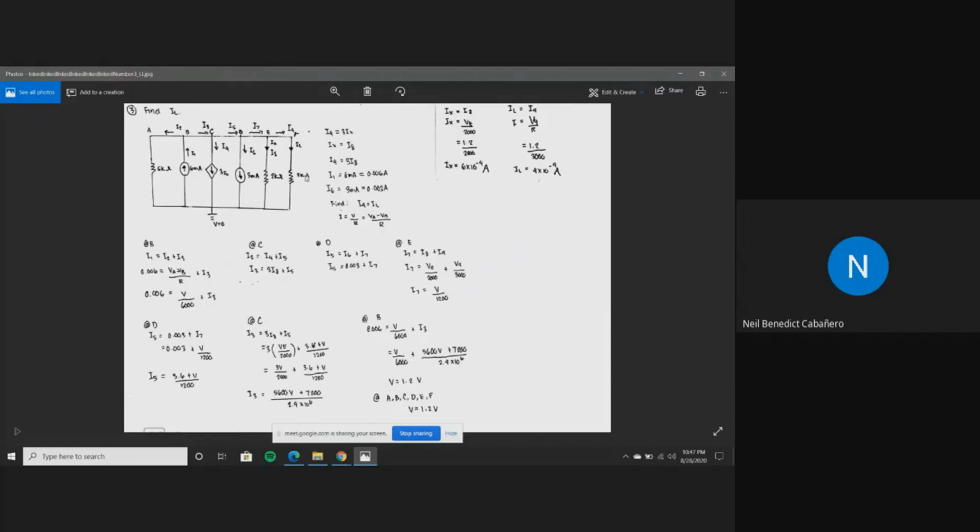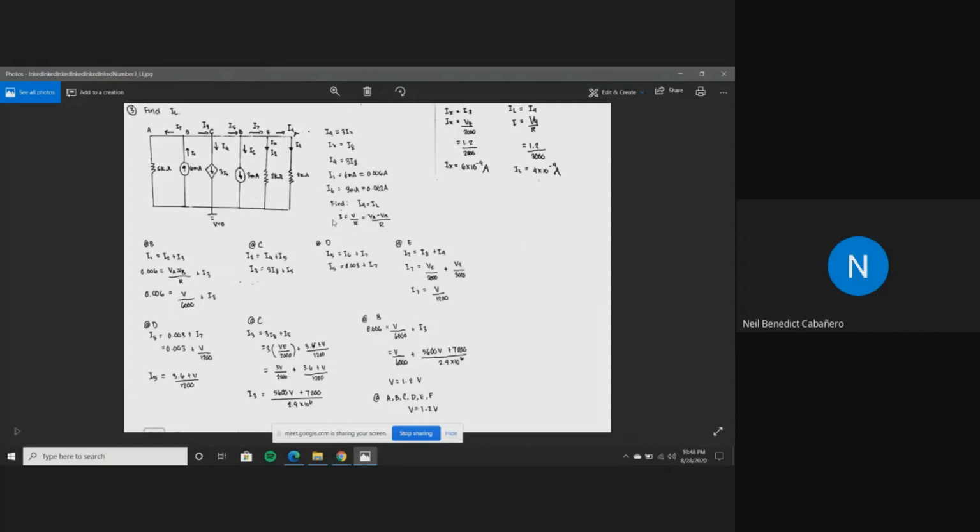And I1 is given, which is 6 milliamperes, which is equal to 0.06 amperes, and I6 is equal to 3 milliamperes, which is also equal to 0.003 amperes. So now we are asked to find I9 or IL. So by Ohm's law, the current is just equal to the voltage over its resistance, or potential difference over the resistance.